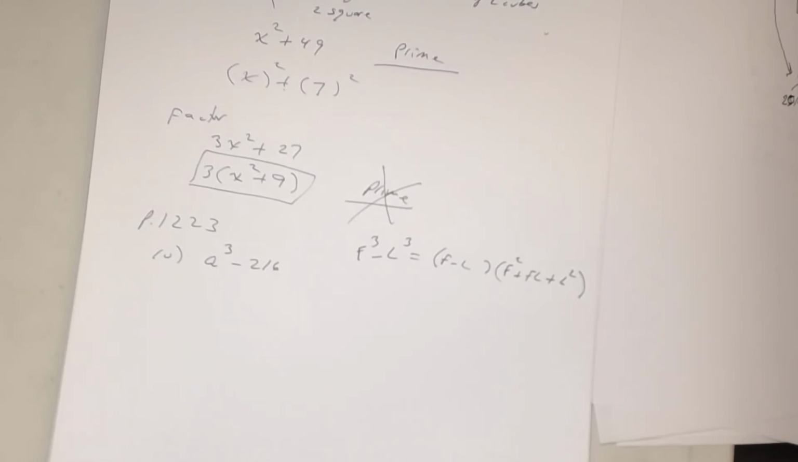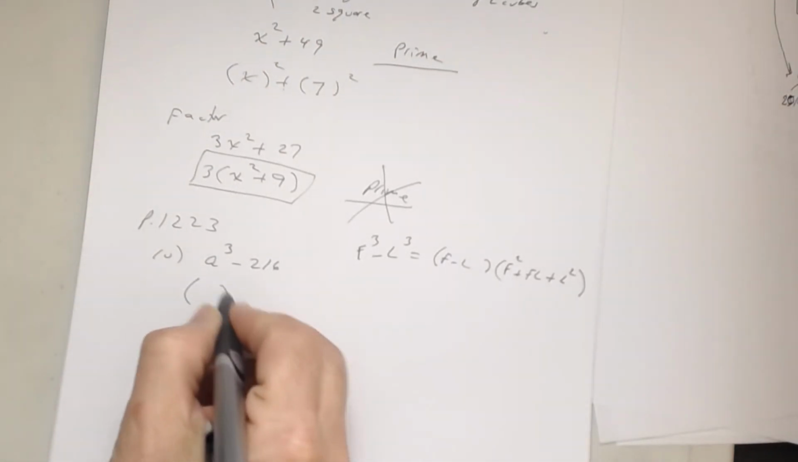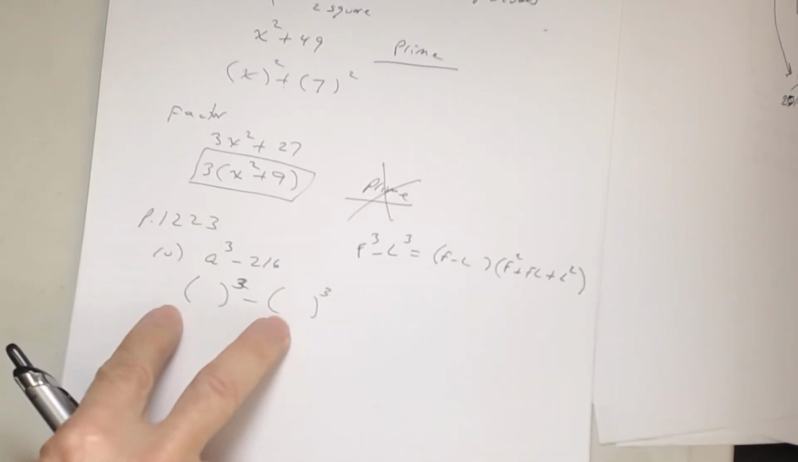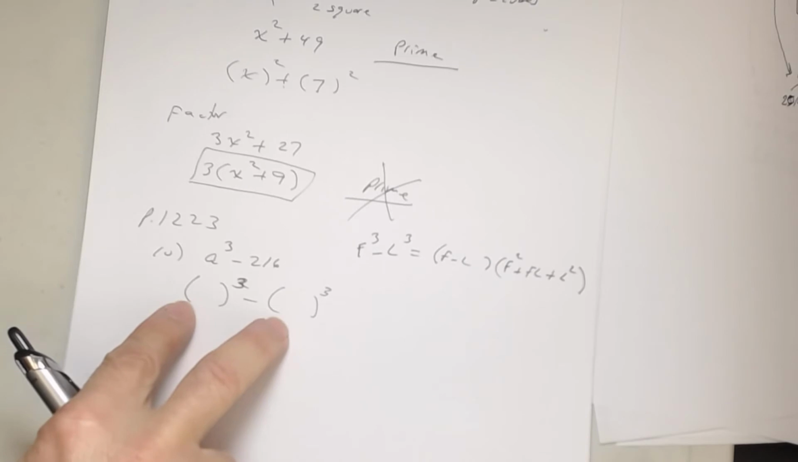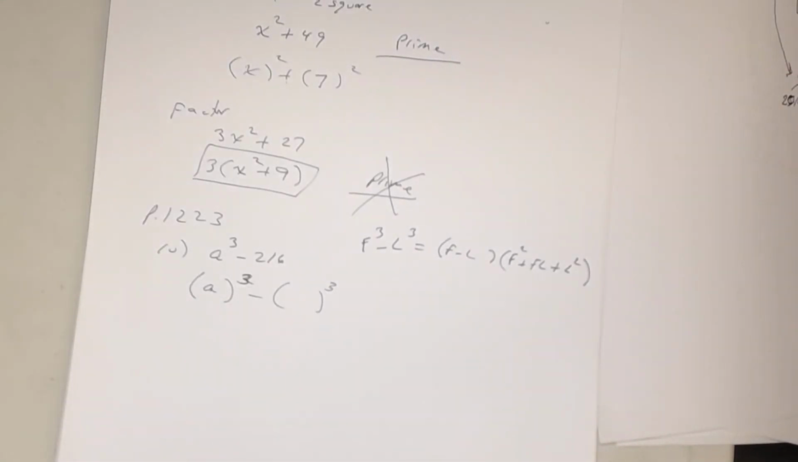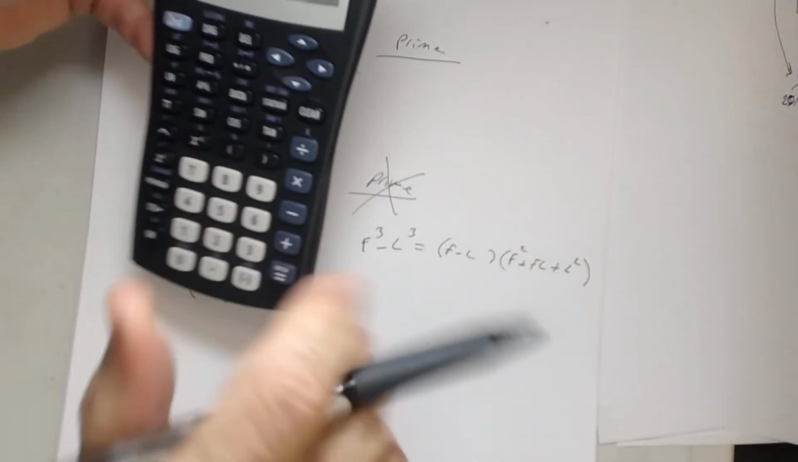You know it cannot be the difference of 2 squares, because what's the exponent of a? 3. So you can check for the difference of 2 cubes. So what you need to do is ask yourself, can I fill in these 2 parentheses? And the answer is yes, because what goes inside the first one? a. Now you've got to ask yourself, what times itself 3 times is 216? Your calculator has a cube root that you can use. So what's the cube root of 216 in your calculator? You're just going to say 216.